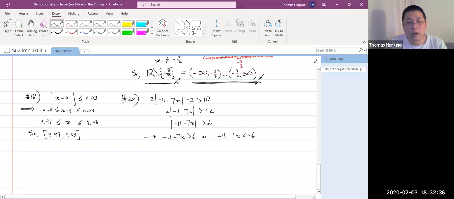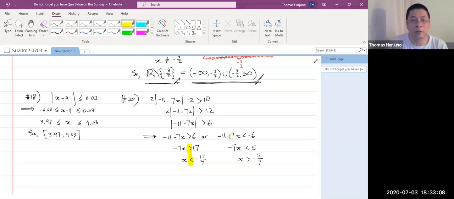Okay, so that's negative 7x greater than 17. X is less than negative 17 over 7. See, I reverse the inequality sign because I divide by negative 7, right? And then the one on the second branch, I have negative 7x is less than 5. X is greater than negative 5 over 7. Again, because I divide by negative 7, I reverse the inequality sign.